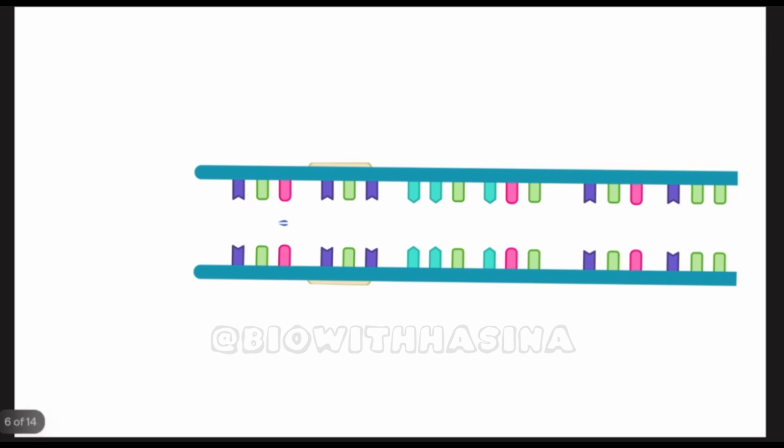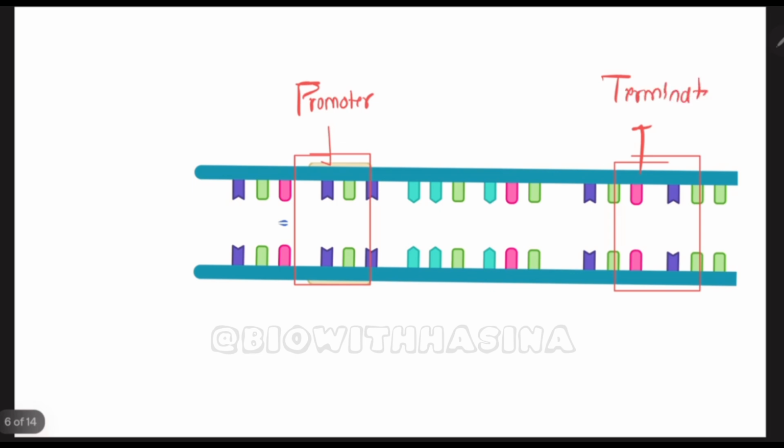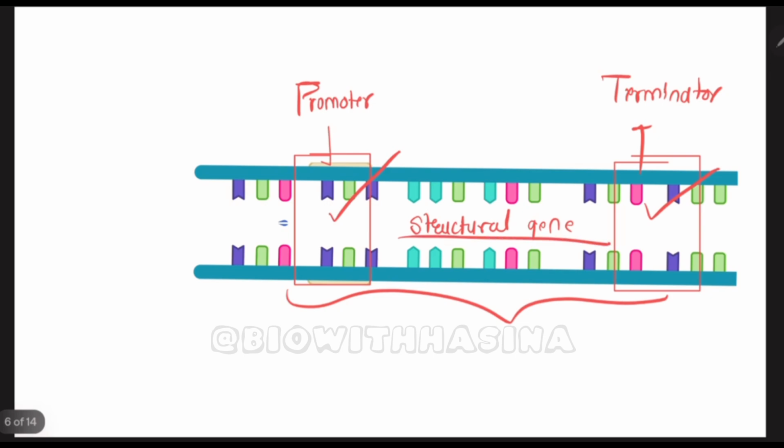Before going to each step, let me draw a structure. So here are the main 2 regions. This region is known as the promoter, and this region is known as the terminator, and this is known as the structural gene. This entire region with promoter, terminator, and structural gene is known as the transcription unit.